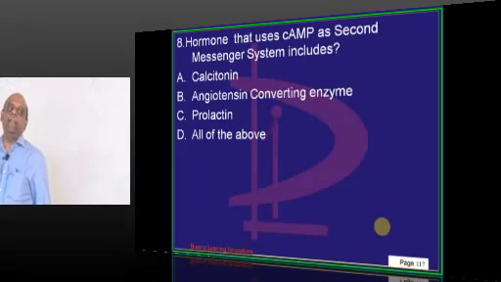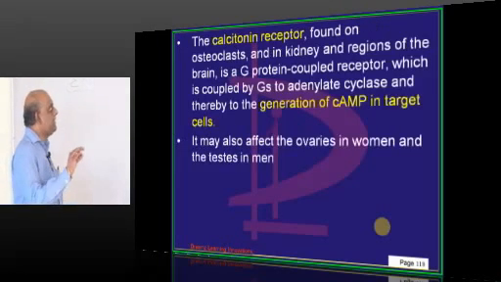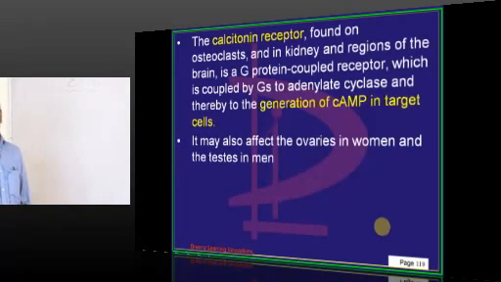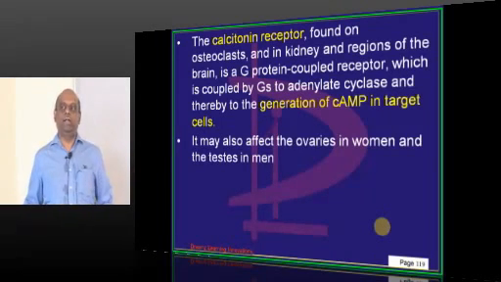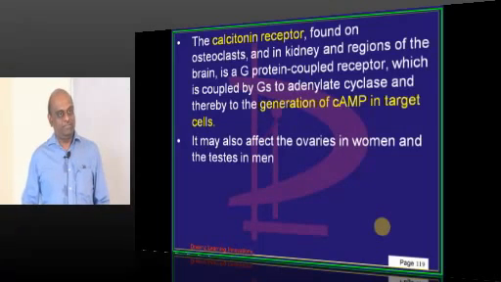Cyclic AMP is the secondary messenger for calcitonin. So you must know secondary messengers and what are the list in the Ganong. Keep it in your pocket when you go for exam.